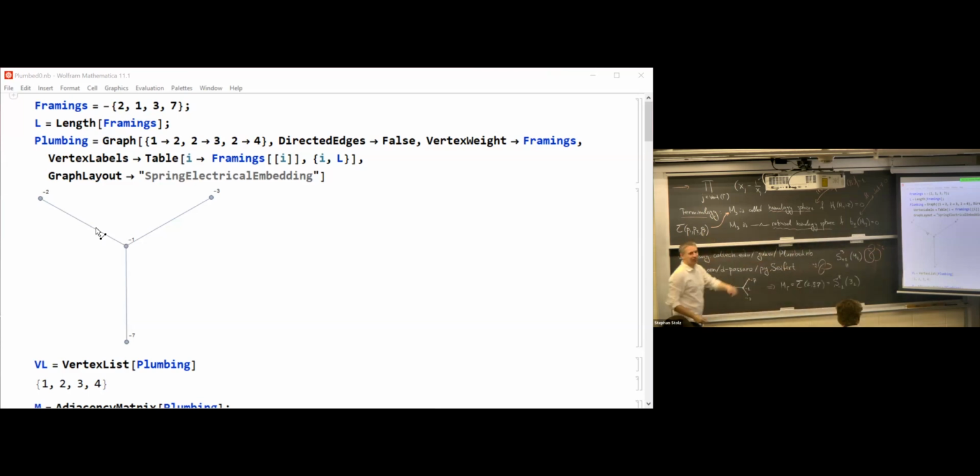Anyway, it's the same manifold as we have on the slide, and this indicates that there are infinitely many ways to present the same manifold. Right. So we'll get to that.